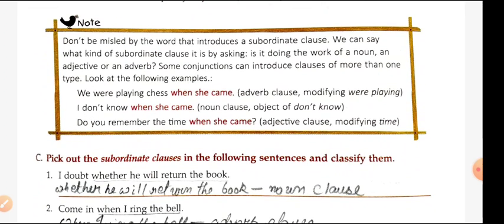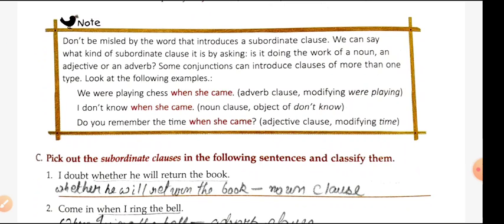Don't be misled by the word that introduces a subordinate clause. We can say what kind of subordinate clause it is by asking, is it doing the work of a noun, an adjective, or an adverb? Some conjunctions can introduce clauses of more than one type. Look at the following examples.